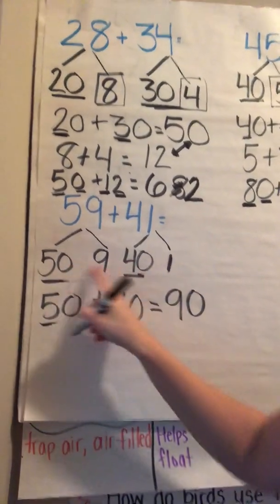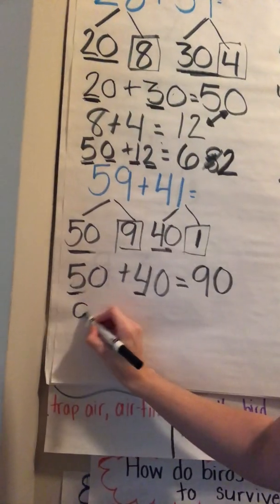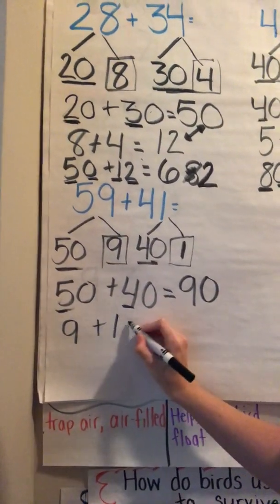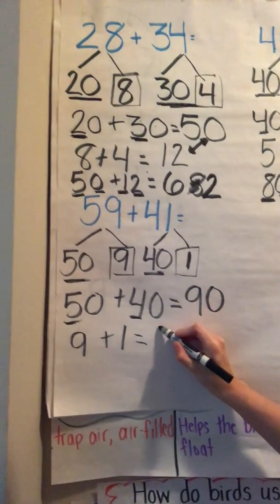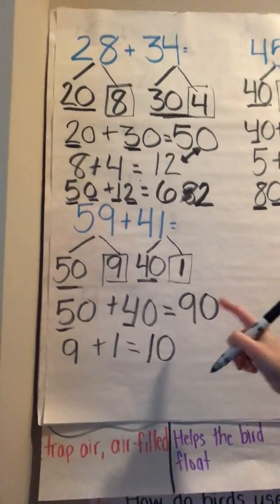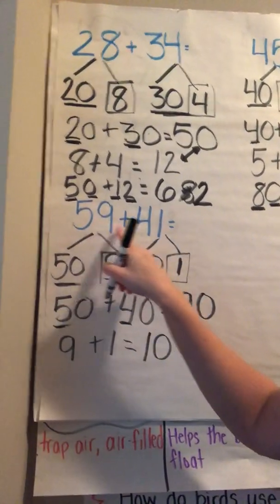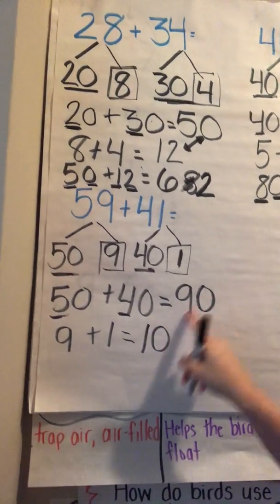Now that we did our tens, we need to get our ones together. So we have 9 plus 1 equals, and 9 plus 1, when you go up one more, you get to, right, 10. And again, we're not finished. We can't just say 59 plus 41 equals 90 and 10. We have to put these together.